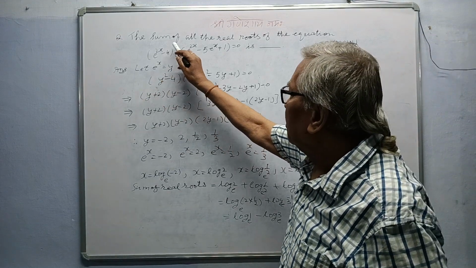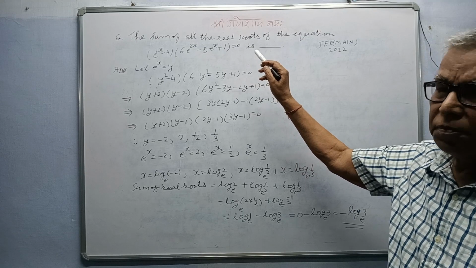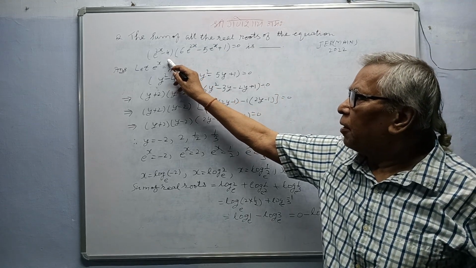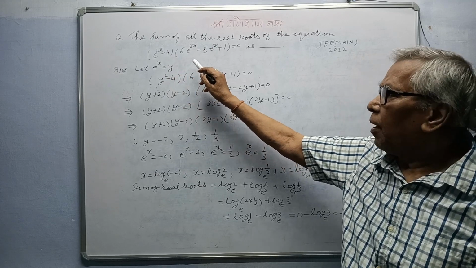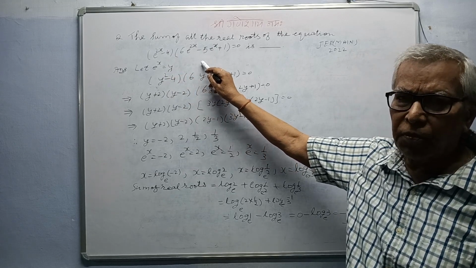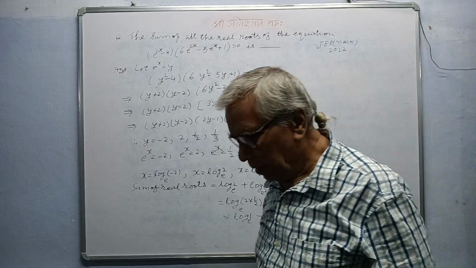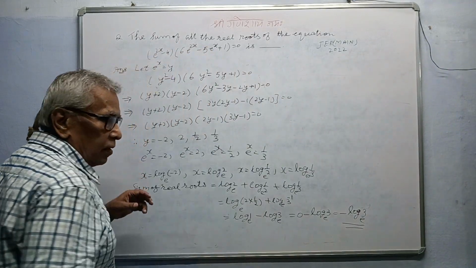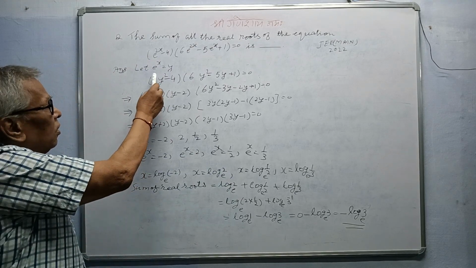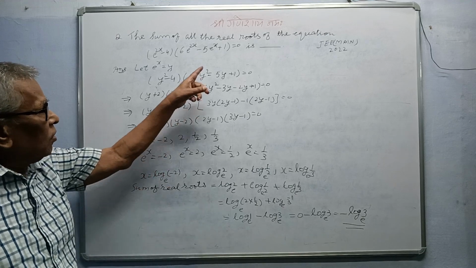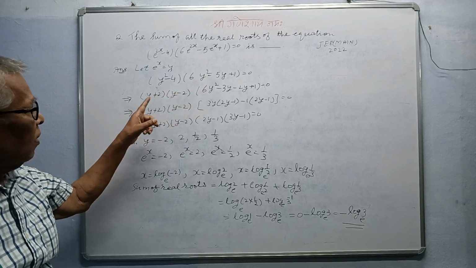Question. The sum of all the real roots of the equation (e to the power 2x minus 4) multiplied by (6 e to the power 2x minus 5 e to the power x plus 1) is equal to 0 is. Let e to the power x be equal to y. e to the power x is equal to y.